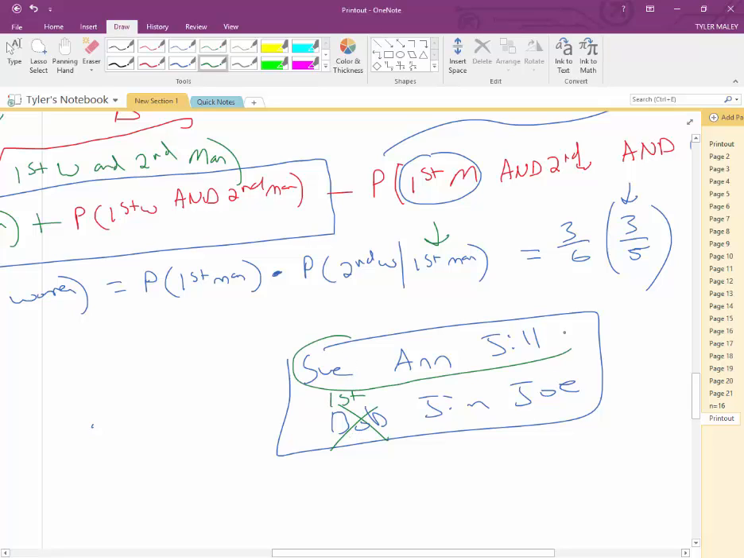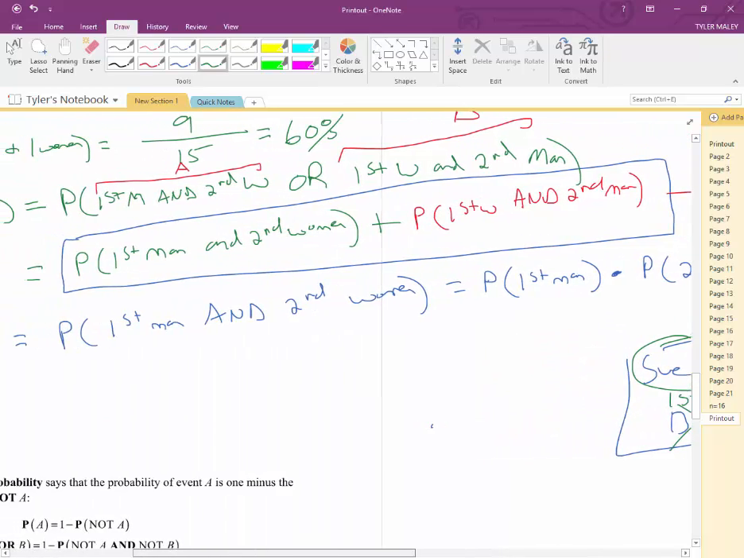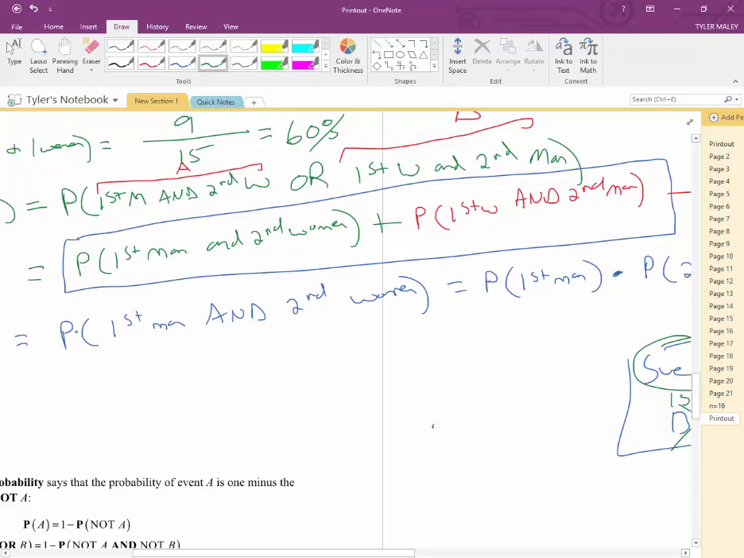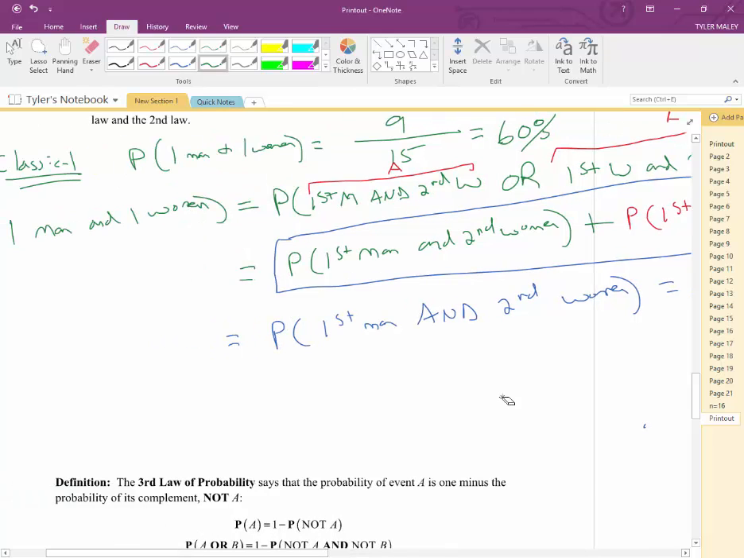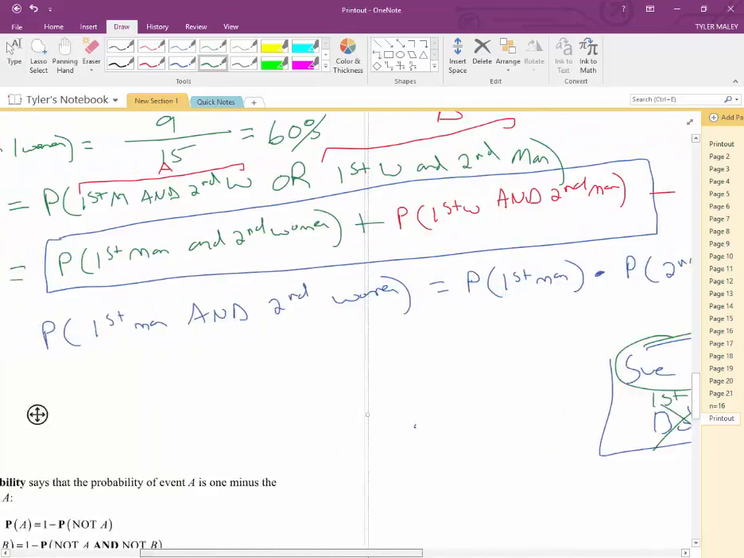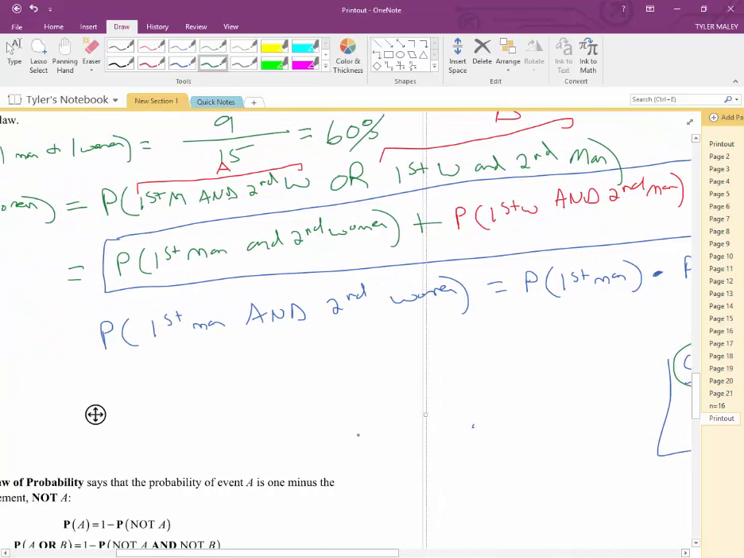So then I have 3 women left to choose from out of 5, right? So that's why this becomes 3/5. So if I multiply that together, I get 9 out of 30, right? So we're gonna need that, right? So actually, this should not be an equal sign here, right? So I'm calculating each one separately. So that stops my chain being equal, right? So then I found this piece.